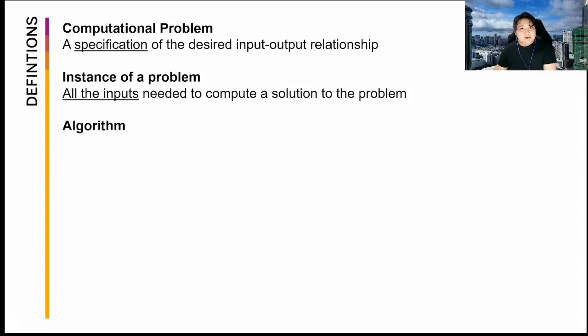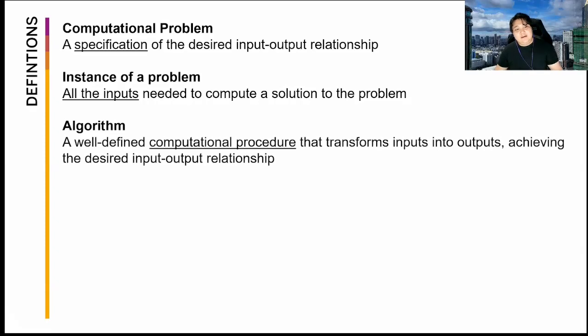Okay? Now, the algorithm comes in. So it's a well-defined computational procedure. Okay? So it's the process of transforming that input or that instance into the output that we want. So achieving the desired input and output relationship. So ngayon, yung process na pinadefine ko kay Angelo, yung dinefine ni Wesley, that is an example of an algorithm. Okay, so how do we transform again that input and output in detail?